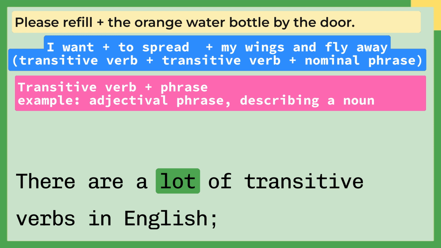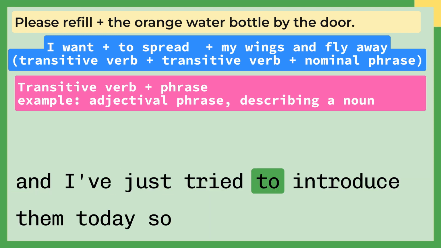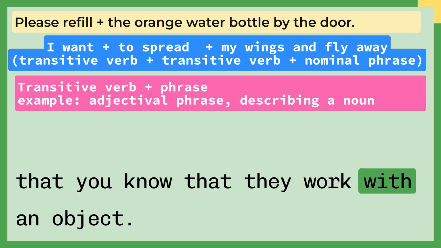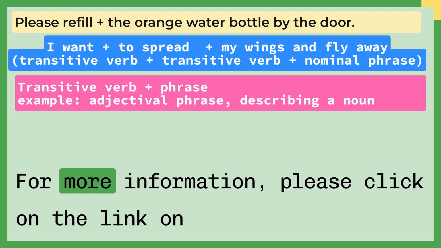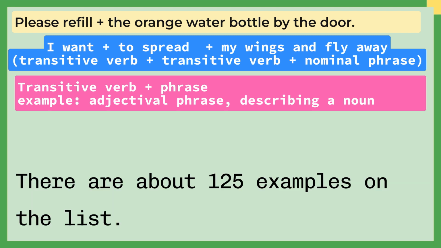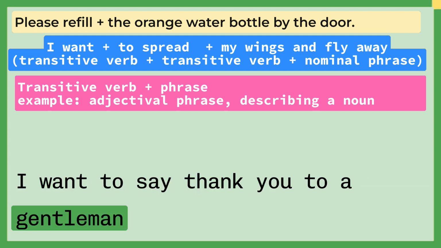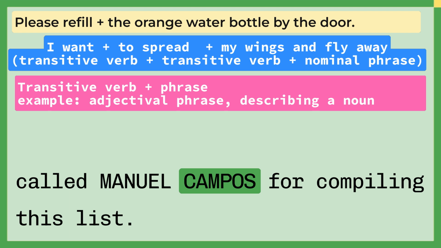There are a lot of transitive verbs in English, and I've just tried to introduce them today so that you know that they work with an object. For more information, please click on the link on the video. There are about 125 examples on the list, and I want to thank a gentleman called Manuel Campos for compiling this list.